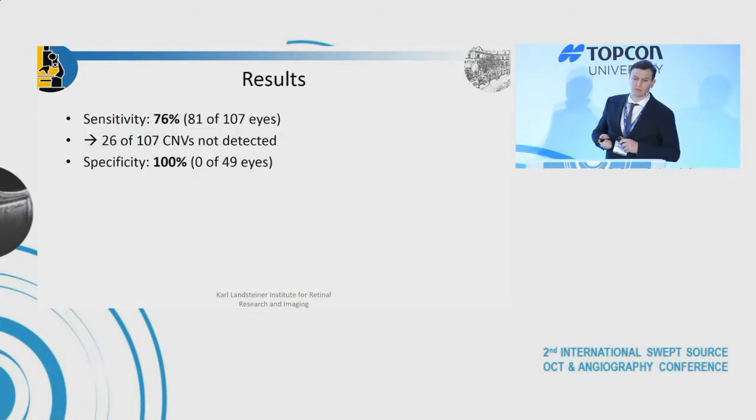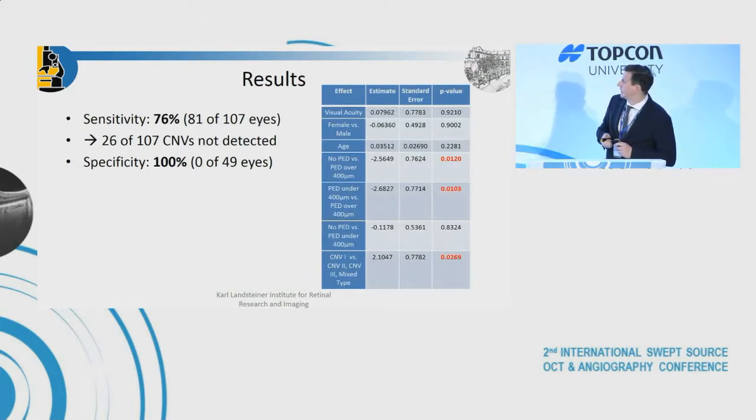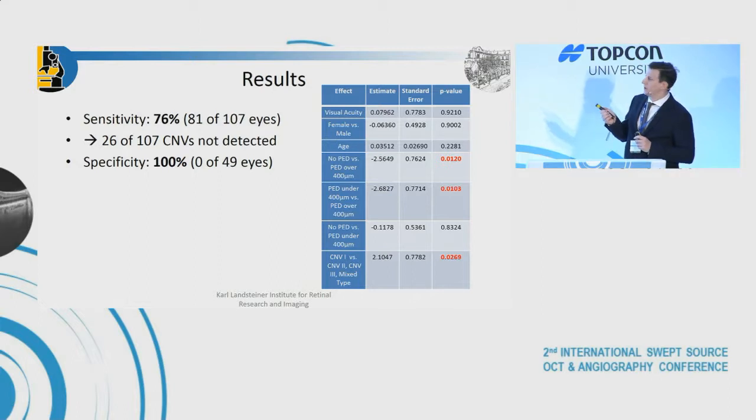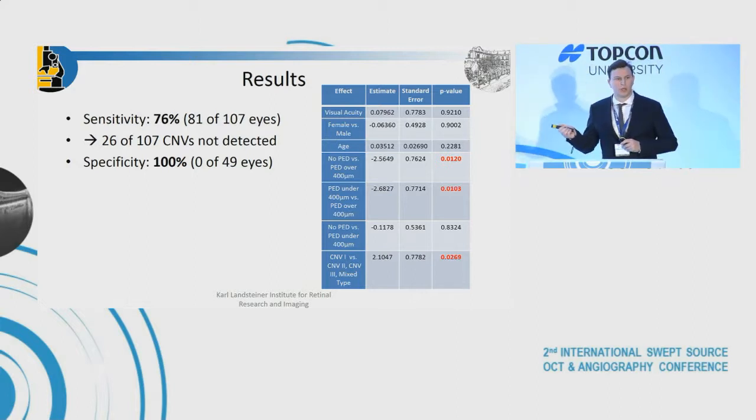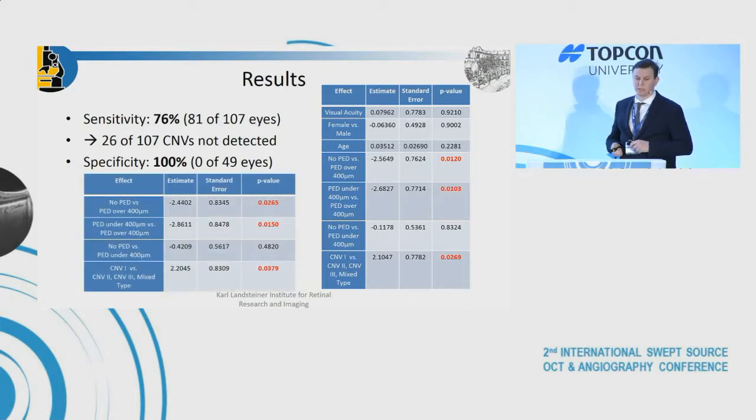So these are our results. Sensitivity was 76%, so 81 of 107 eyes compromised by CNV could be detected by the swept source machine, meaning 26 of 107 were not detected, and specificity was 100%, so all control eyes were excluded correctly. We did the univariate analysis, and we did a sub-analysis for no PEDs versus low PEDs, and low PEDs versus high PEDs, meaning PEDs over 400 microns. And again, we opposed CNV type 1 to all other CNV types. And with these numbers, we did a multivariate analysis with similar results.